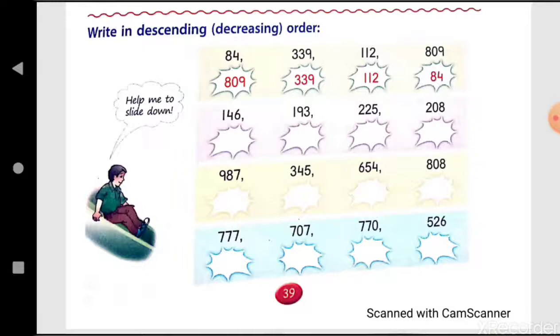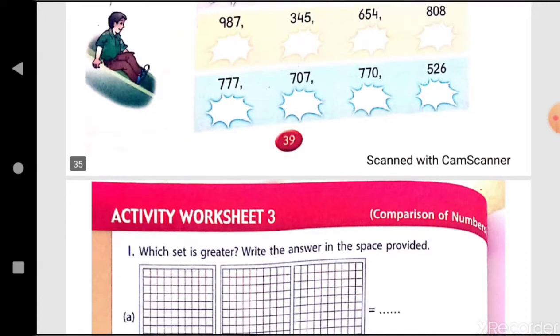Then we are left with 2 numbers, 146 and 193. In these 2 numbers, both have got 1 at hundreds place. So we will compare the digit at tens place. In one number it is 4 and in another number it is 9. So which is greater, 4 or 9? 9 is greater. So the next number would be 193 and last number would be 146. So in this manner we arrange the numbers in increasing order or decreasing order by comparing the numbers.